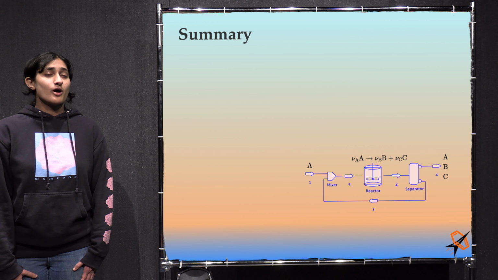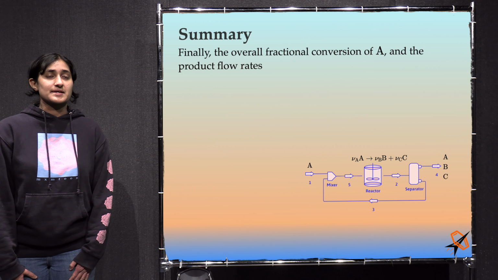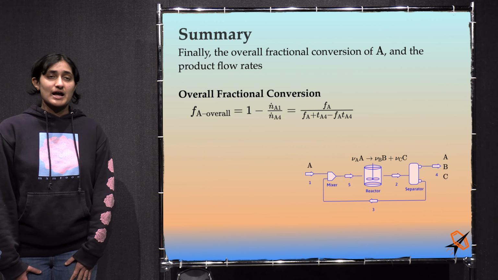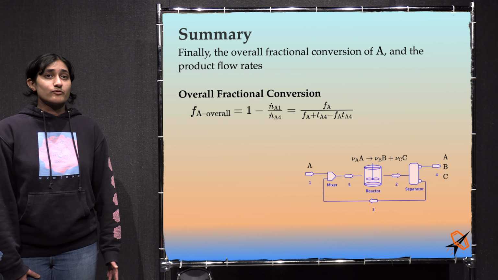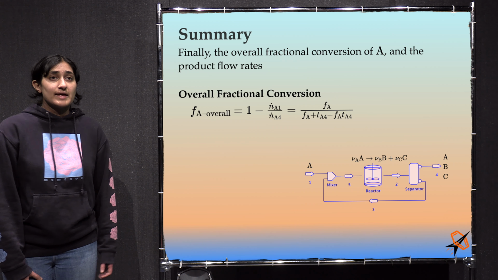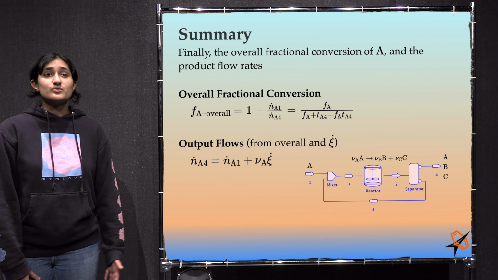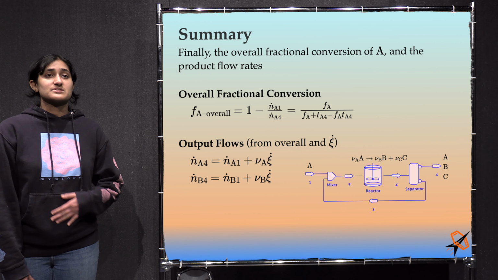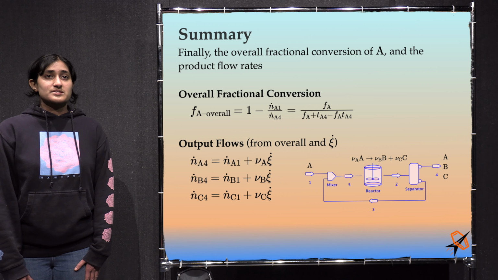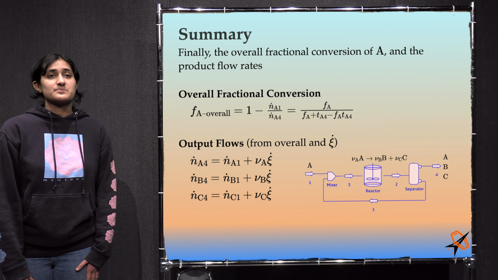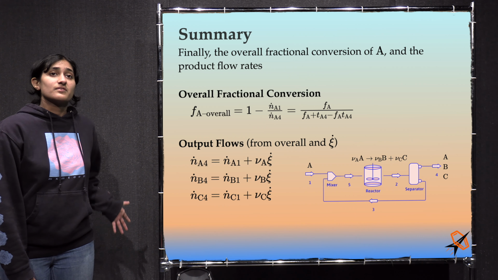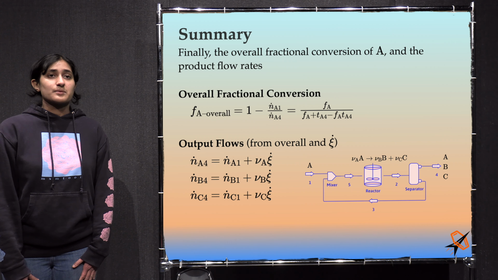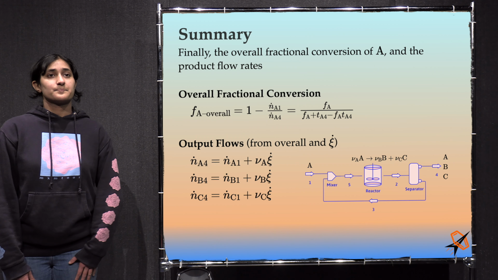The summary information for the overall fractional conversion and the output flows is Fa overall is 1 minus n.A over n.A4, or Fa in the reactor over Fa in the reactor plus Ta4 minus Fa times Ta4. n.A4 equals n.A1 plus nu A times the extent of the reaction. n.B4 equals n.B1 plus nu B times the extent of the reaction. n.C4 equals n.C1 plus nu C times the extent of the reaction. The advantage of solving the full set of equations algebraically before entering the formulas into a spreadsheet is that it makes investigating parametric studies and what-if scenarios much easier.